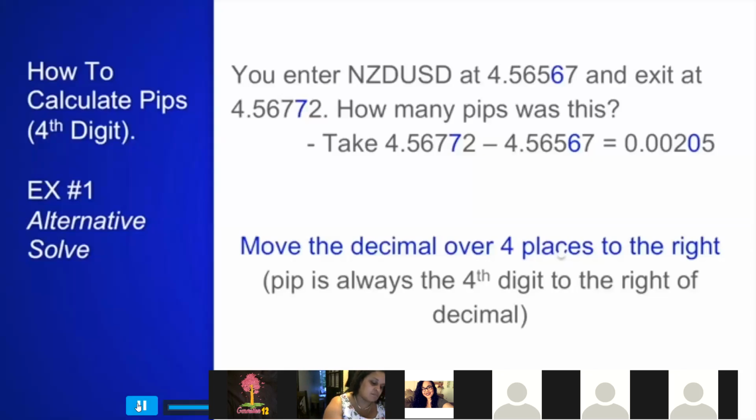Now, if dividing numbers gives you the pips, there's a whole other way that you can solve this. There's an alternative way, and this is the way that I personally like to use, because I don't like dividing numbers either. I'm not a dividing type of person.